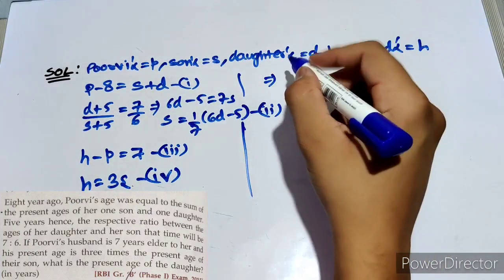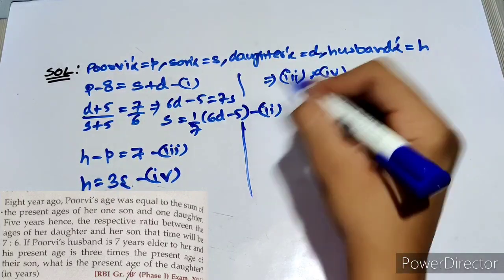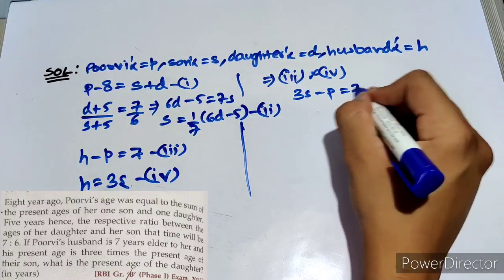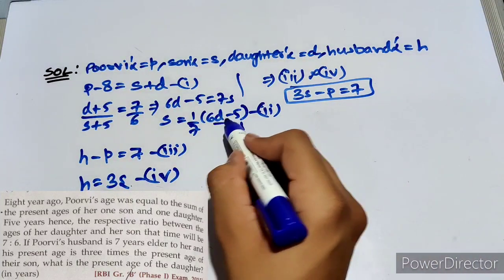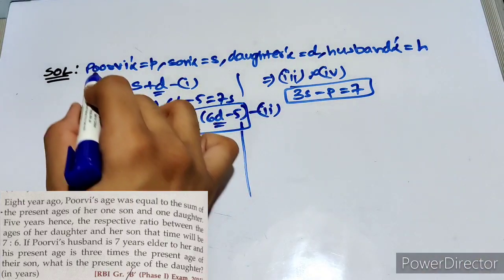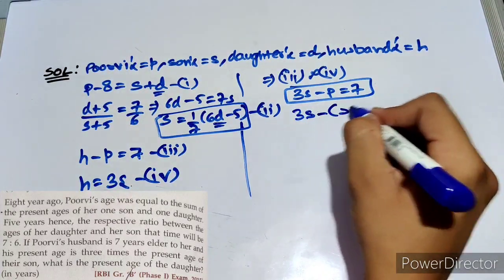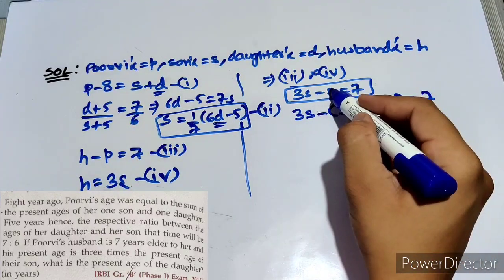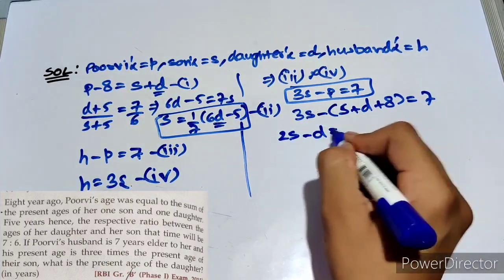First, let us eliminate H from the equations. Using equations 3 and 4, we can substitute 3S here. So 3S minus P is equal to 7. Now see, don't get confused by so many equations. Just take D as a major part, and we have S and D in one equation, so we can eliminate P in this equation. This will give 3S minus S plus D plus 8 is equal to 7. We got this by substituting P from equation number 1 here. So it will be 2S minus D is equal to 15.